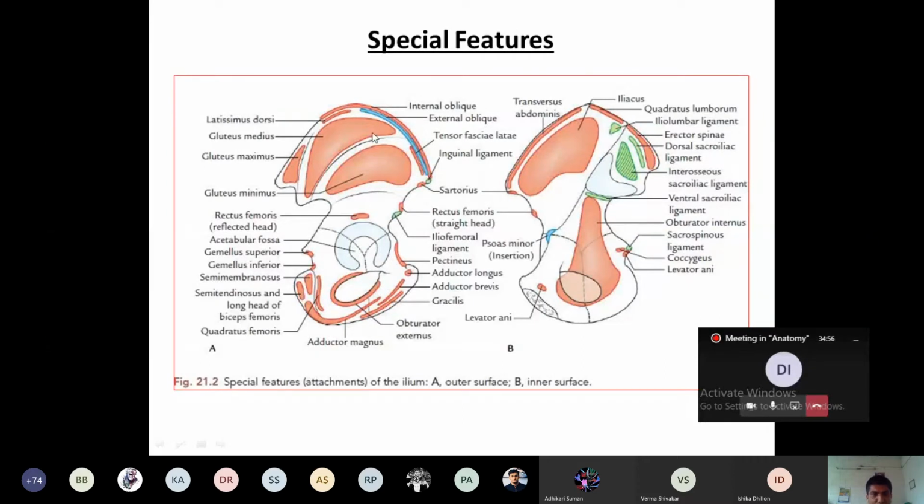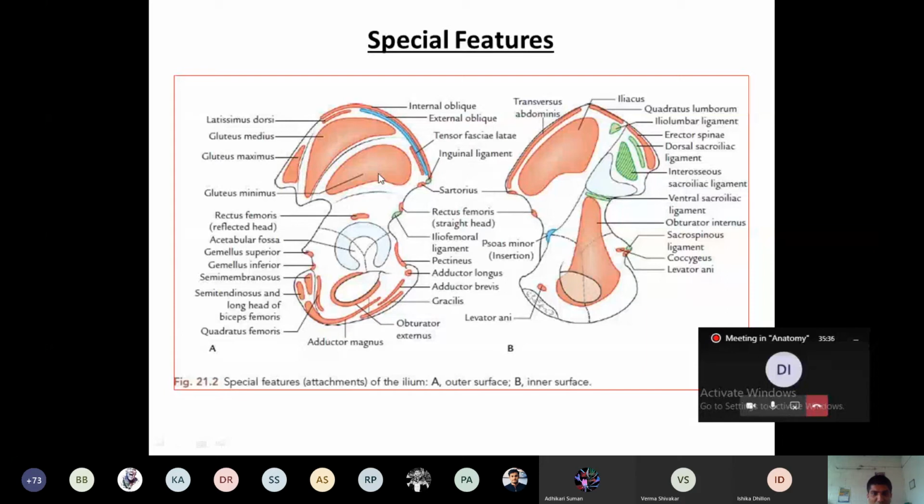Okay, and the gluteal region you can see in this diagram. In the first diagram, you can see the gluteal region. Posteriorly, there is origin of the gluteus maximus. Posteriorly means posterior to the posterior gluteal line. This one is the posterior gluteal line, and this is the gluteus maximus. In between the posterior gluteal line and anterior gluteal line, this area gives origin to the gluteus medius. And in between the anterior gluteal line and the inferior gluteal line, this is the area for the gluteus minimus.